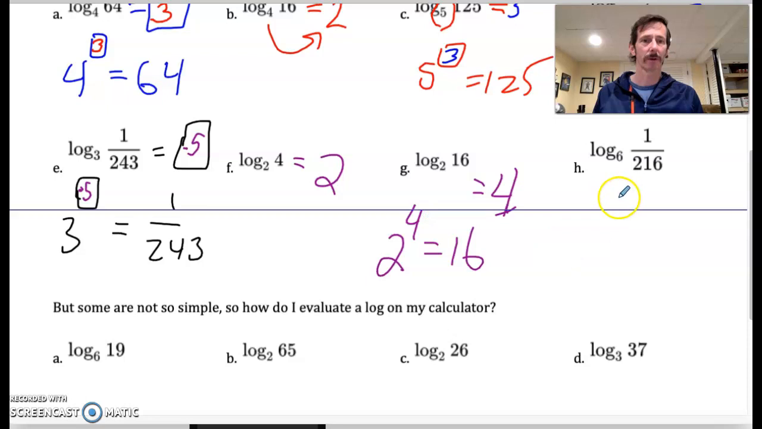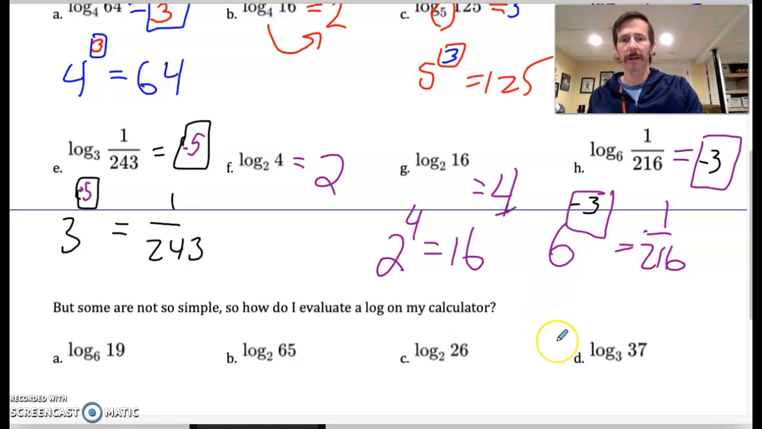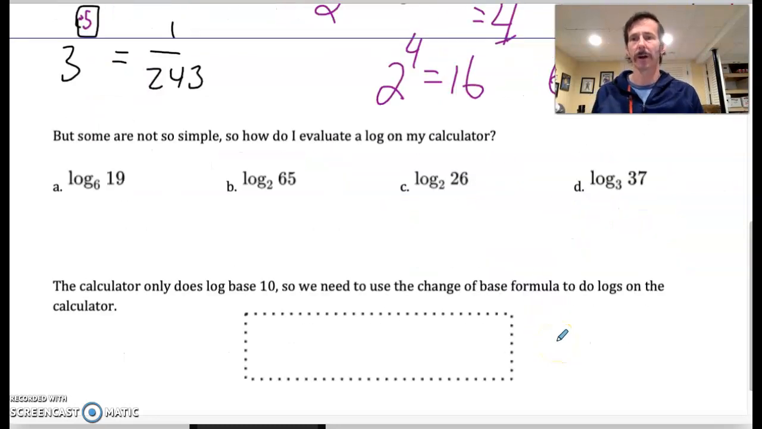All right, last one. What power of 6 would yield 1 over 216? So you need to figure that out, and I'll put a big box up here. 1 over 216 is a little bit of a hint. All right, so the answer has to be negative, and I'm pretty sure that's the 3rd power of 6. I think 6 cubed is 216, but because it's in the denominator, it would have to be negative. All right, so notice that as we move on, and I'm going to try to finish this up real quick here, this is asking a question I can't answer. 6 to what power?